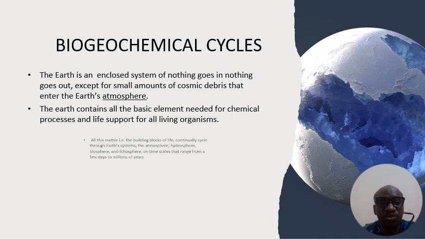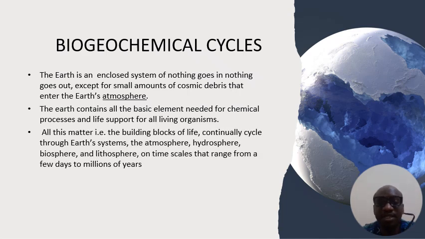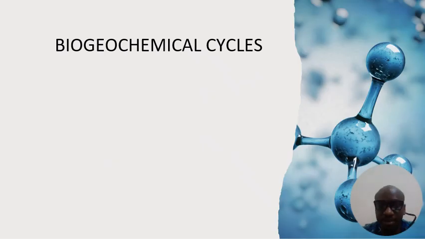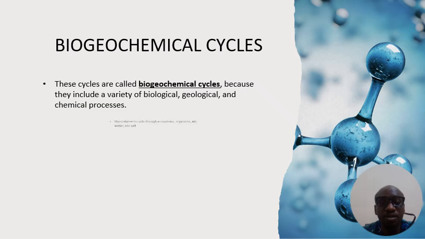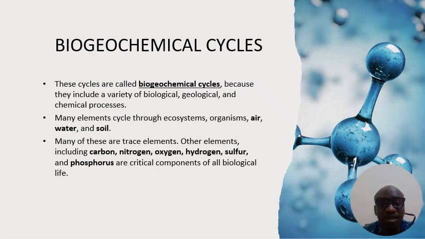processes. So the elements of life within this closed system contain all essential elements required for chemical reactions and life support. This includes carbon, hydrogen, nitrogen, and all other elements which are required, including sulfur and phosphorus. They form the biogeochemical cycles.